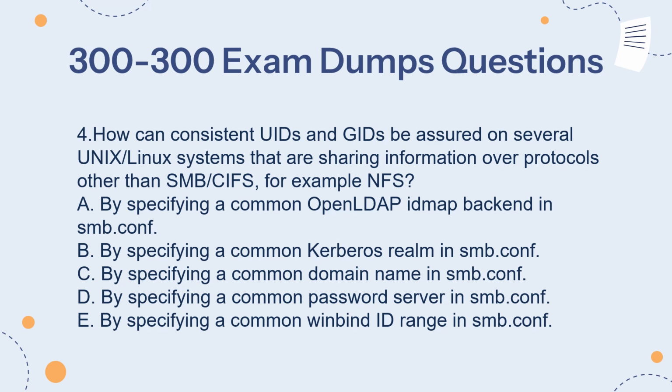4. How can consistent UIDs and GIDs be assured on several Unix, Linux systems that are sharing information over protocols other than SMB, CIFS, for example NFS? A. By specifying a common OpenLDAP IDMAP backend in smb.conf. B. By specifying a common Kerberos realm in smb.conf. C. By specifying a common domain name in smb.conf. D. By specifying a common password server in smb.conf. E. By specifying a common winbind ID range in smb.conf.